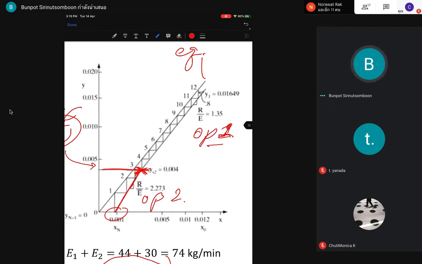So we use this intersection and the slope 1.35 to draw this line, to draw this operating line. Like the slope, you know 1 point, right? Then you can draw this line, and that's what we did here. So you get the operating line for OP1.